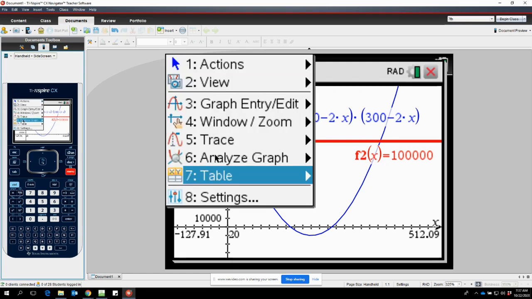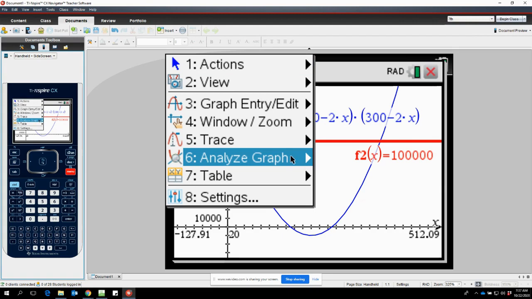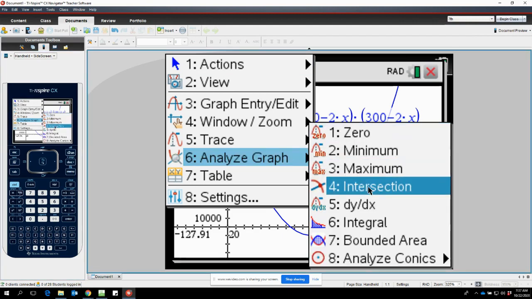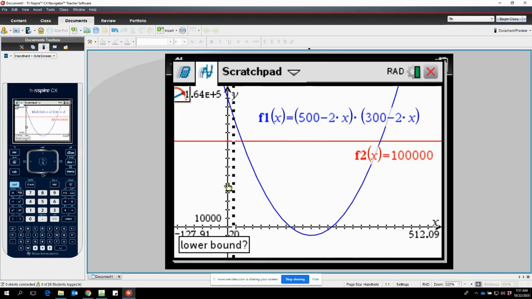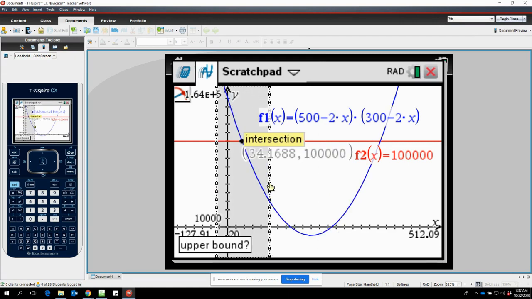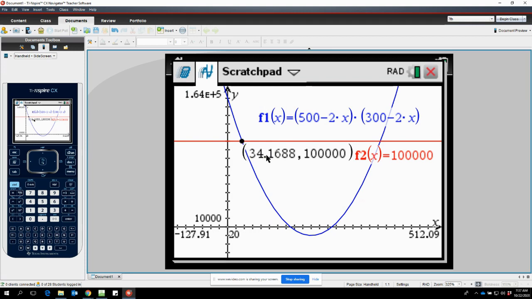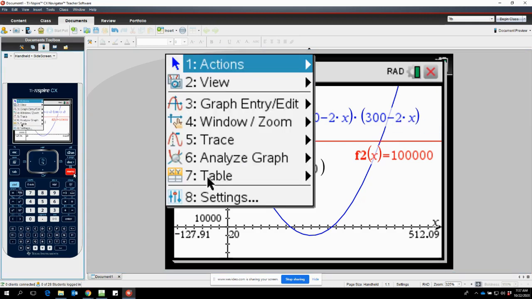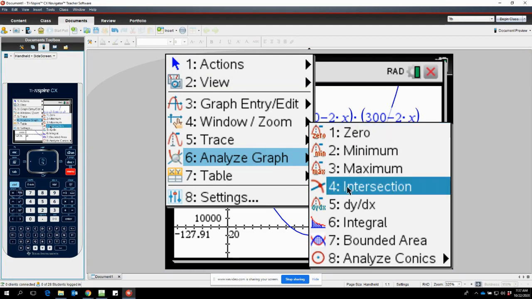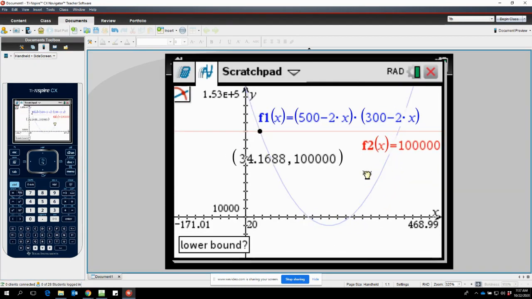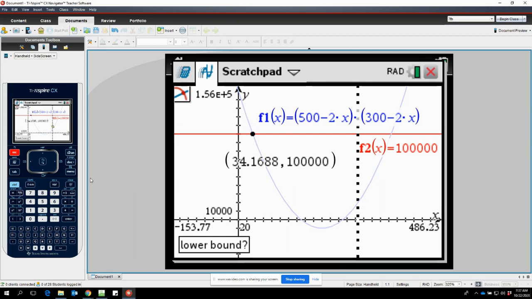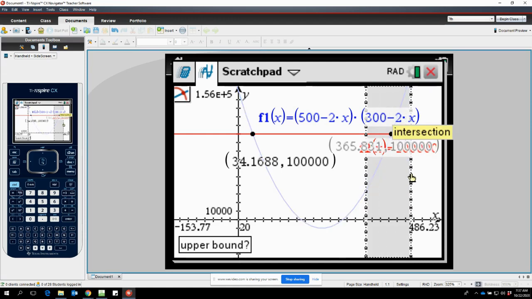Menu, analyze graph, intersection. And let me find this first intersection over here. Okay, so if x is 34.1688, the area is 100,000. And we can find this one over here, although I'm not going to need that one. I'll tell you why in a minute. This other intersection over here is not going to be a reasonable intersection. We'll discuss that in a minute.